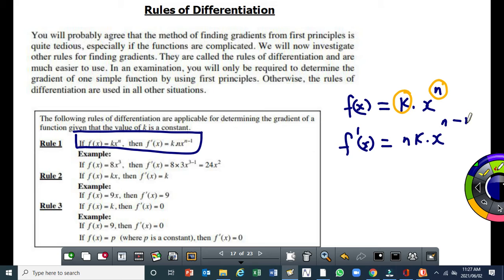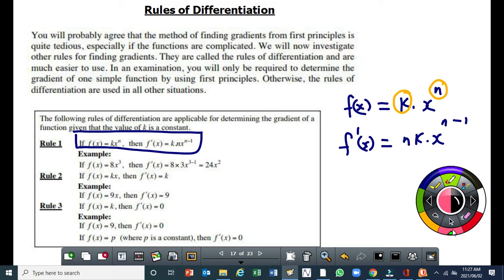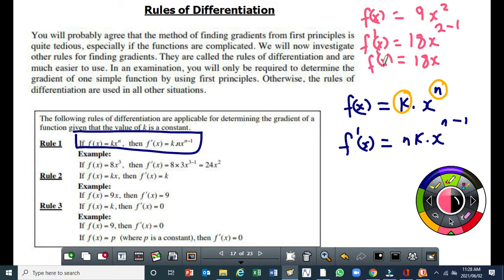Just to give you an example using rule number 1, if I'm given a function like f of x equal to 9x squared, my first derivative is going to be 2 times 9, because that 2 is like the n and the 9 is like the k. So it will be 2 times 9, and that will give you 18x. Then you subtract 1 from the exponent, so you get 2 minus 1, and the final answer will be 18x to the power of 1, which is the same as 18x.